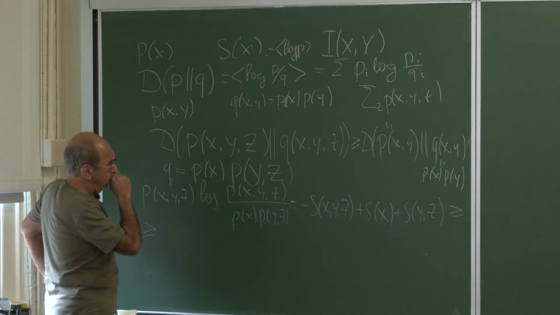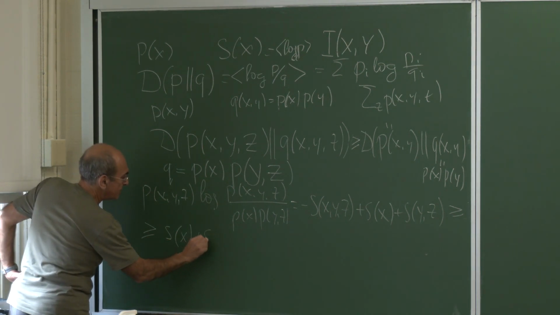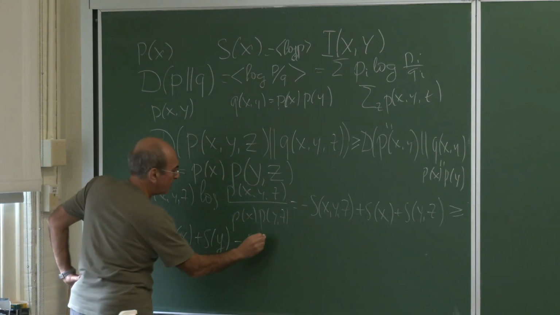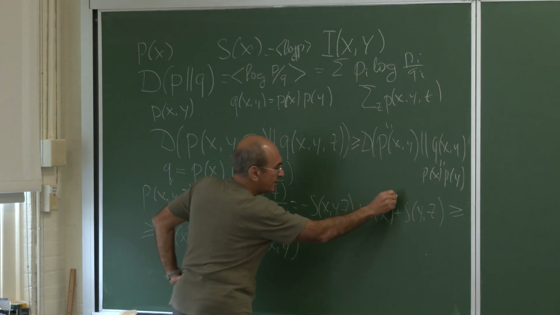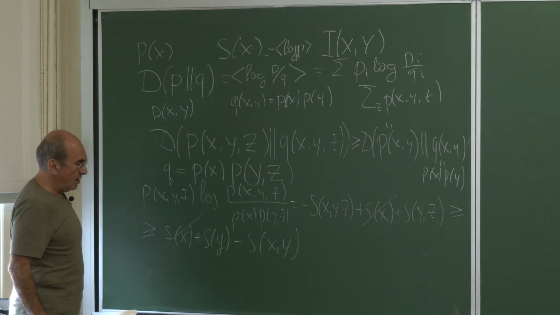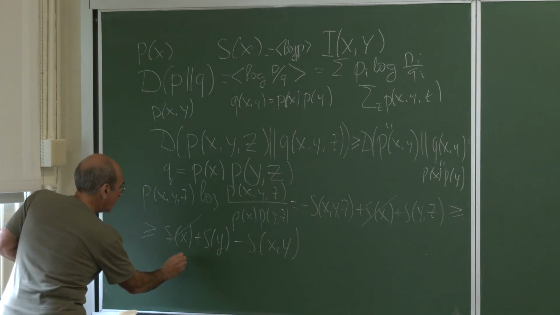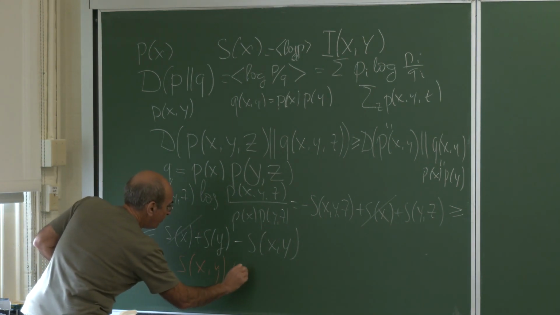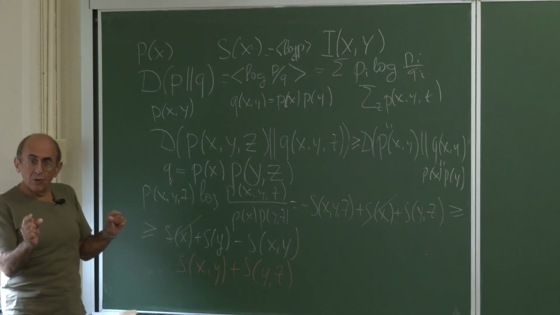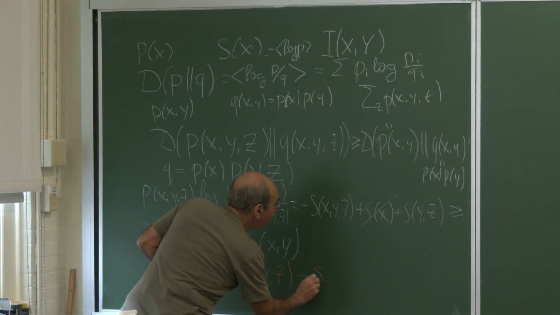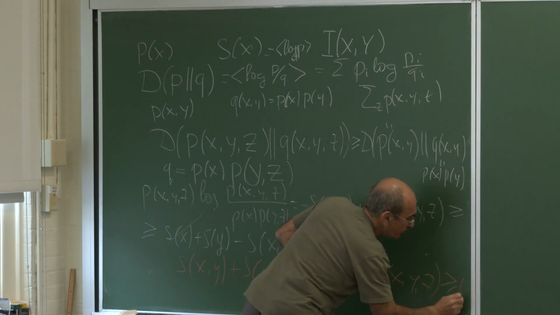So what stands here is essentially mutual information, which is S of X plus S of Y minus S of XY, right? So I see that S of X is here and then just disappeared. And what I've got as a result is the following relation: S of XY plus S of YZ, the sum of two-object entropies, minus one-object and three-object entropies, and this is larger or equal than zero.